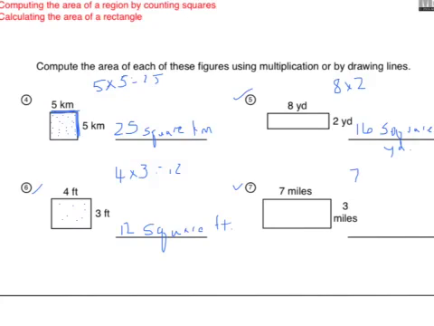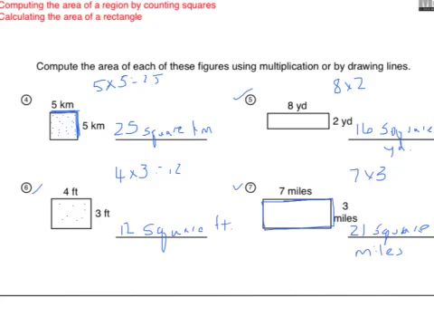And the last one, 7 times 3, and that would be 21 square miles. Sorry, it's hard to write with this. This is a very large area. This is like a city right there that's shaped like a rectangle.